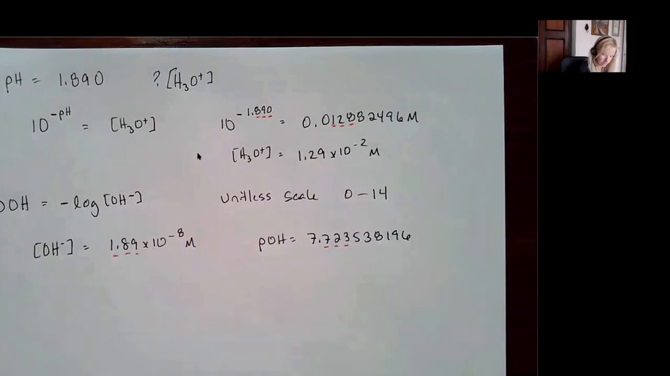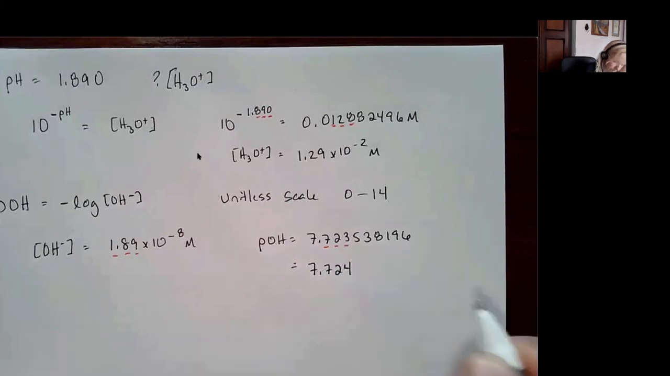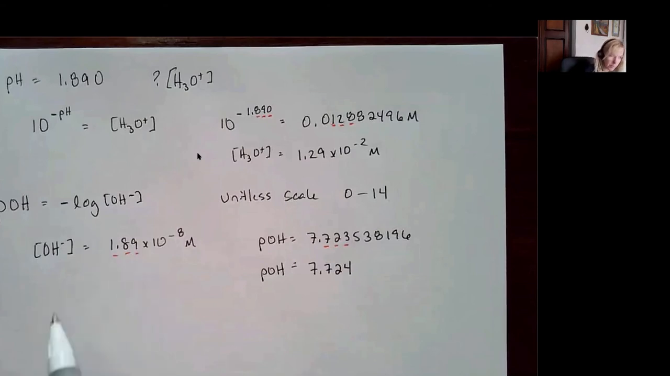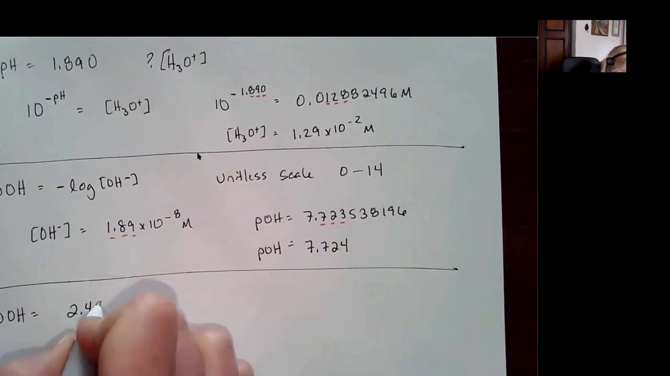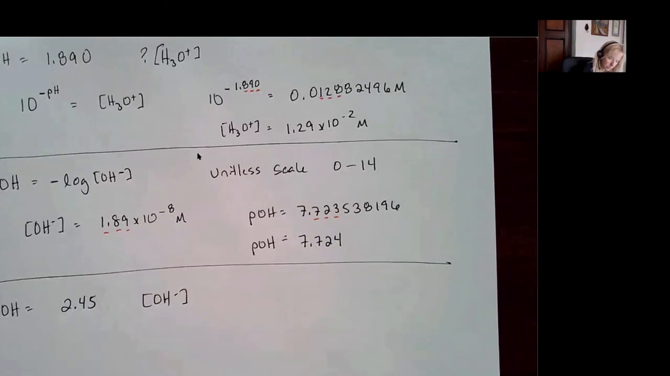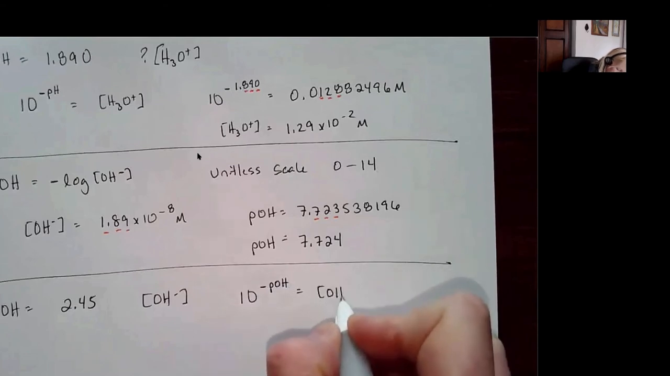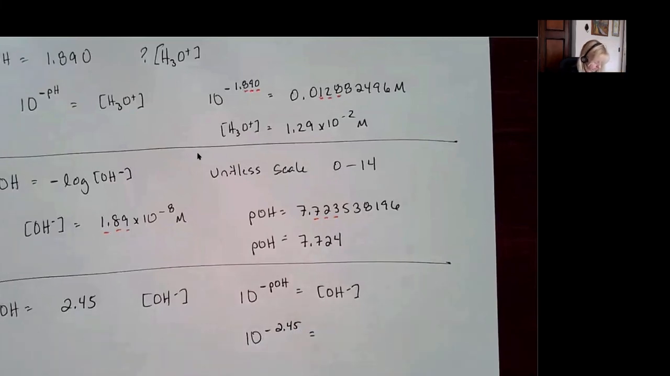I'm going to ignore that 7, and my pOH is going to be 7.724. That would be my answer. If I'm given pOH, I can get to hydroxide ion concentration. So let's say I have a pOH equal to 2.45, and I want to know what my hydroxide ion concentration is. I'm just going to take 10 to the minus pOH, which is going to give me OH minus. So 10 to the minus 2.45 is going to give me that hydroxide ion concentration.